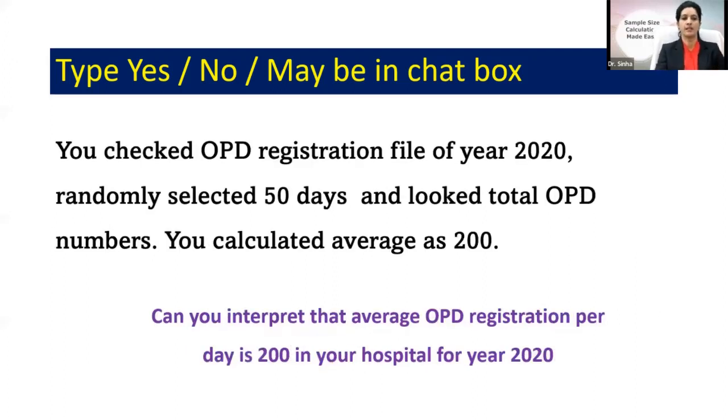Now, this is the third question. You check the OPD registration file for the year 2020 and randomly select 50 days. Based on those 50 days, you calculate the average as 200, and you interpret that the average OPD registration per day is 200 in your hospital for that year. The answer is maybe. Most of you answered maybe, though a few said no, but the correct answer would be either yes or maybe, because we don't know the sample size.